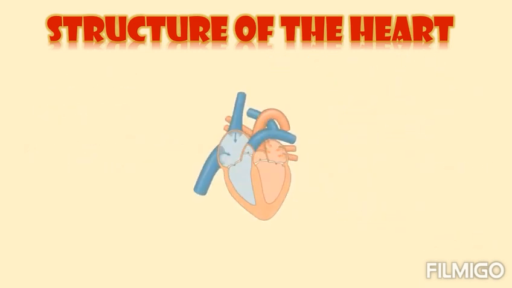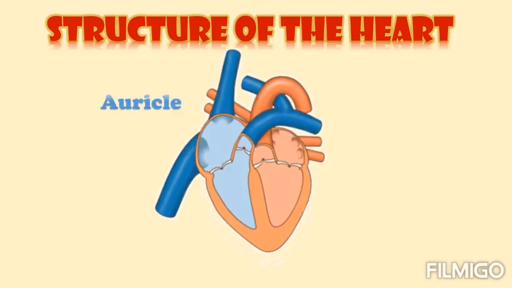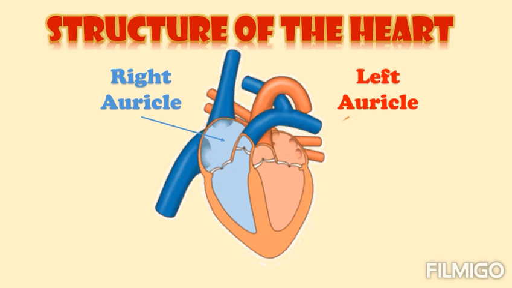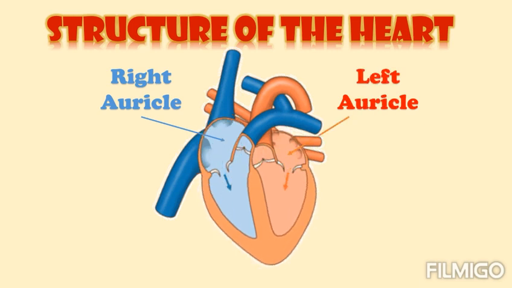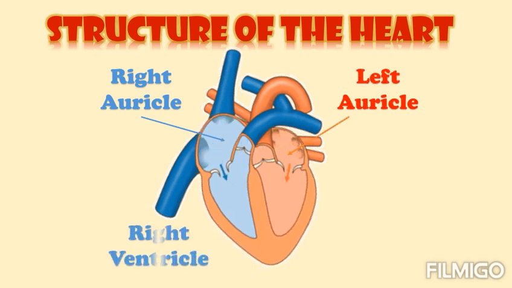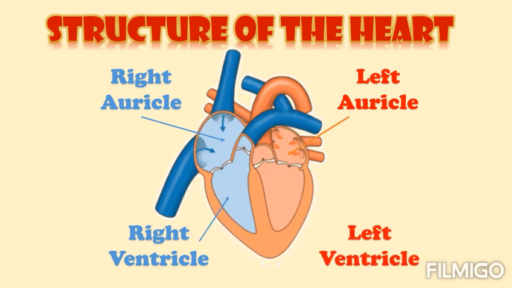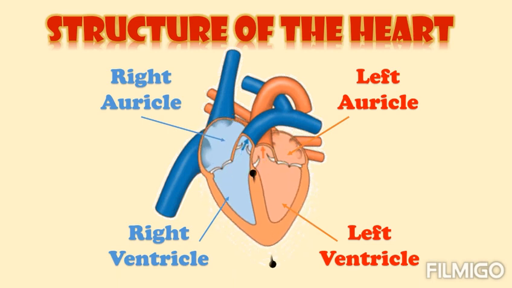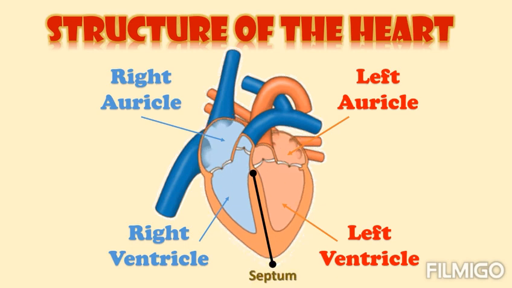So as a result, we have four chambers in your heart. We have the right auricle and the left auricle. These are two upper auricles, and we have the lower parts: the right ventricle and the left ventricle. As I said previously, the two parts do not communicate and they are separated. The right part and the left part are separated by a structure called the septum. So the septum separates the right and the left sides of the heart.